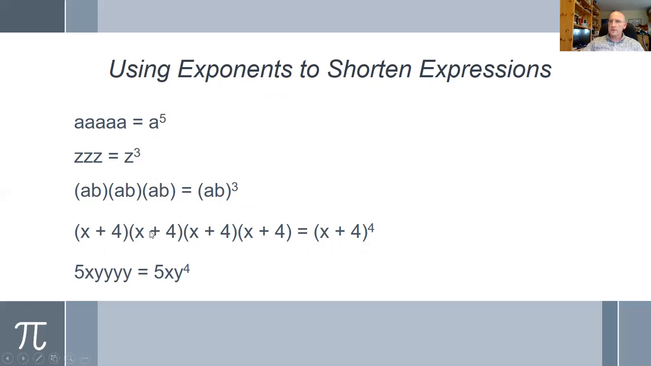X plus 4, it looks like we multiplied it by itself 4 times. So we'd have parentheses X plus 4 raised to the 4th power, and then 5XY to the 4th. So Y multiplied 4 times is 5XY to the 4th. You can definitely see how this is a lot shorter way of writing something out. So instead of writing parenthesis AB, parenthesis close, parenthesis AB, parenthesis close, parenthesis AB, parenthesis close, you can just write parenthesis AB, parenthesis close to the 3rd. It takes up a lot less space.